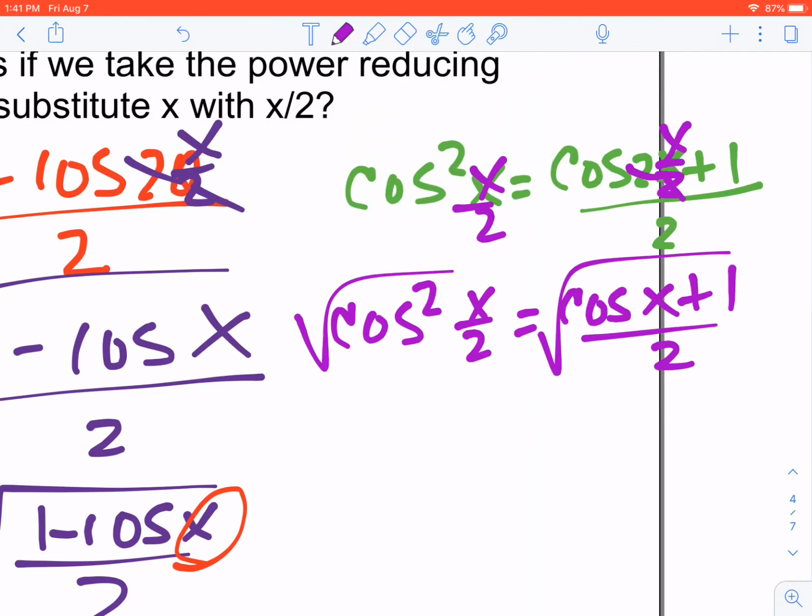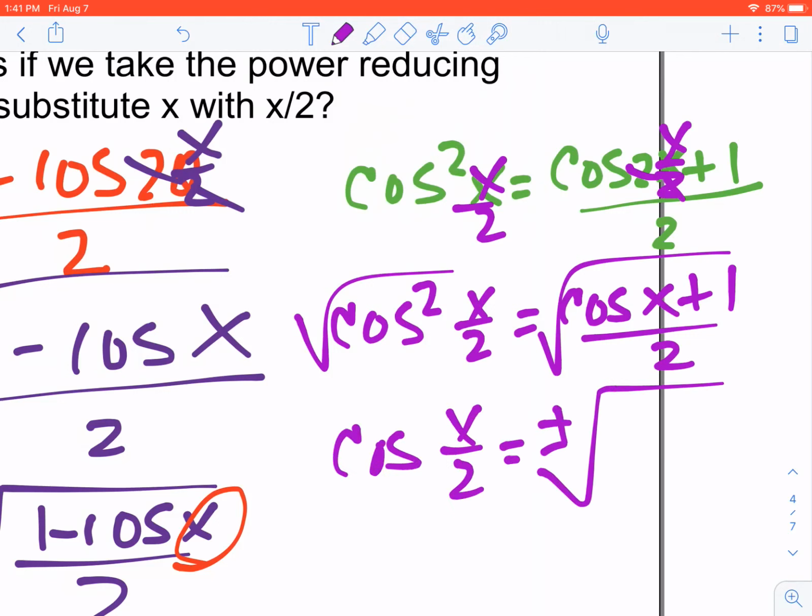Again, we take a square root. So the cosine of the half angle is equal to the positive, or, not and, but or, negative, and you will have to pick out which sign it is based on where the half angle lives, of the square root of (cosine x plus 1) over 2.